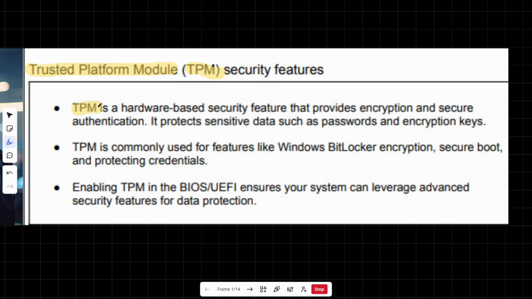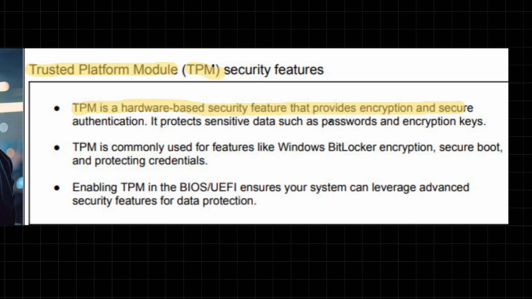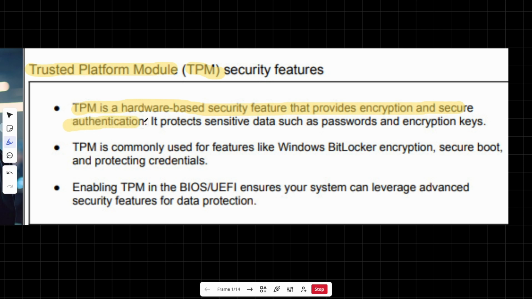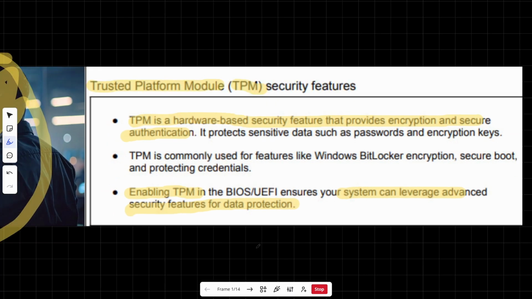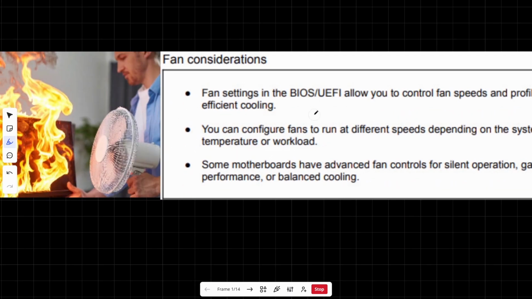So TPM is a hardware-based security feature that provides encryption and secure authentication. It is a chip that is on your motherboard. In your BIOS or UEFI, you can enable TPM, which would make sure that your system can leverage advanced security features for data protection. So you can turn the TPM on or off and mess with the features a little bit. So keep that in mind. We'll talk more about TPM later.